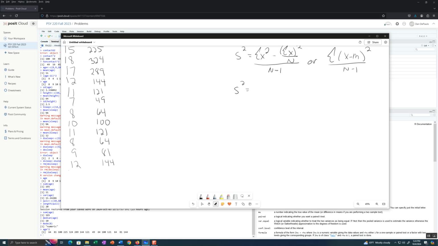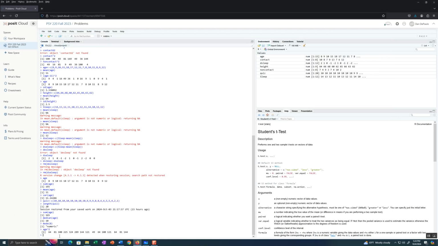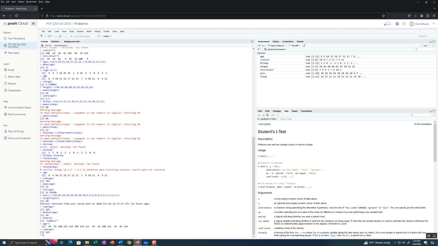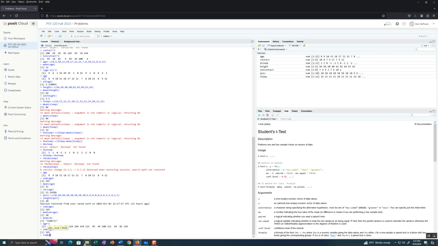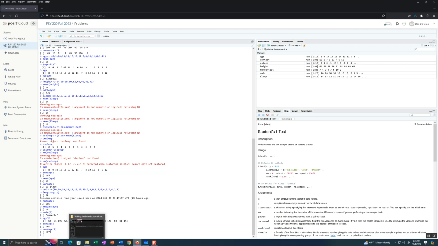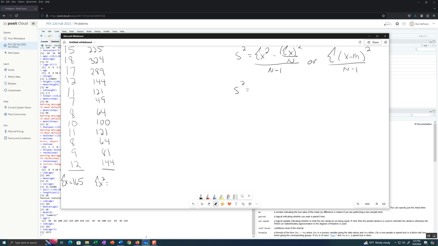So I'm going to have a sum of X. And we can do that here. Sum of age, 165. And then I want a sum of x squared here too. So I could do sum of age squared. 1971. So obviously it's going to take you a little longer to do that on a calculator, but you get the same results.